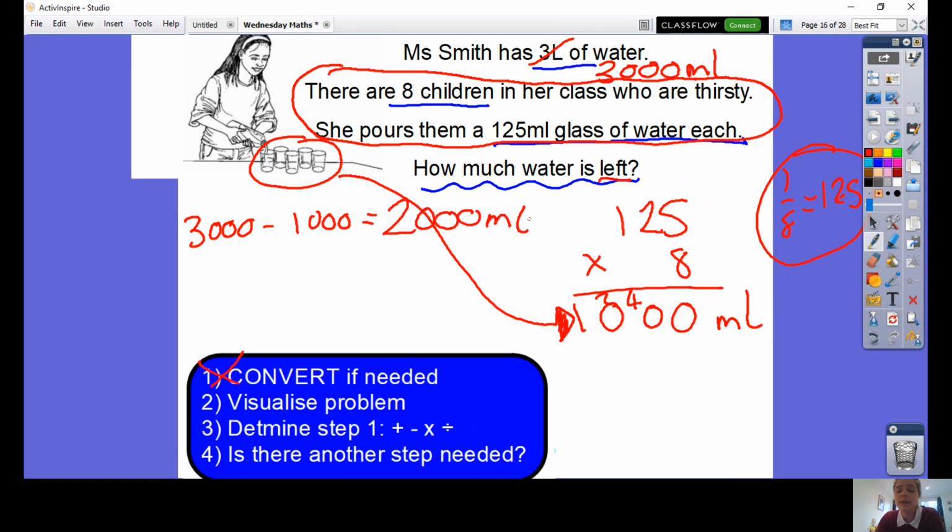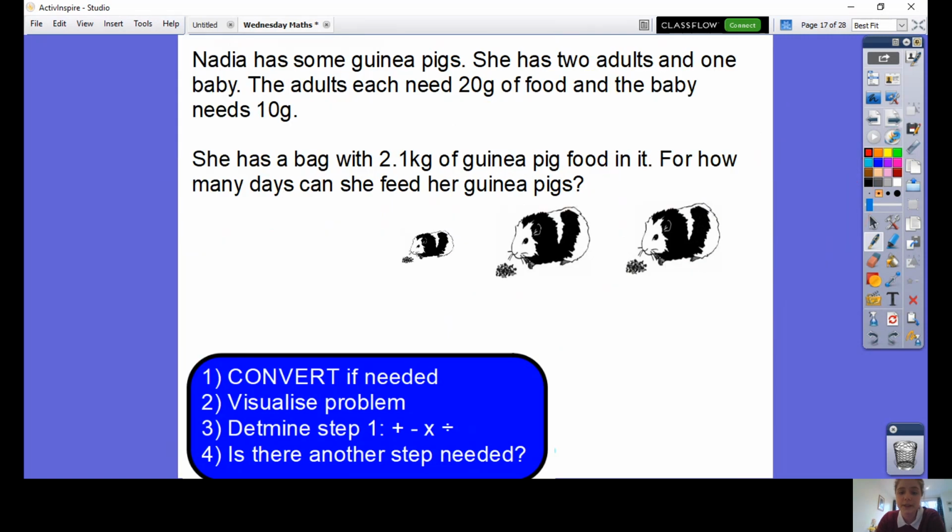Can you see how I split that question into my 2 different steps? Right, I'm going to show you another question similar to that, but slightly different, and then you're going to have a go at these 2-part problems yourself.